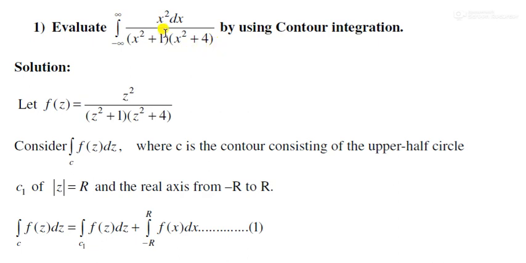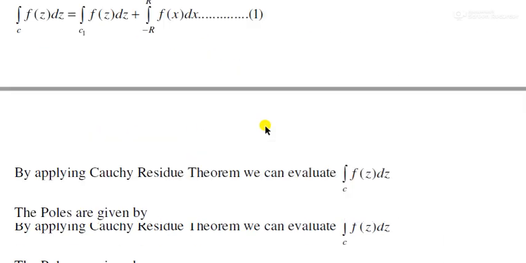By replacing x by z, we can write f of z as z square by z square plus 1 into z square plus 4. Based on the idea which is given there, the integral over C of f of z dz equals the integral over C1 of f of z dz plus the integral from minus r to r of f of x dx. Mark this as equation number 1. You should remember this like a formula.